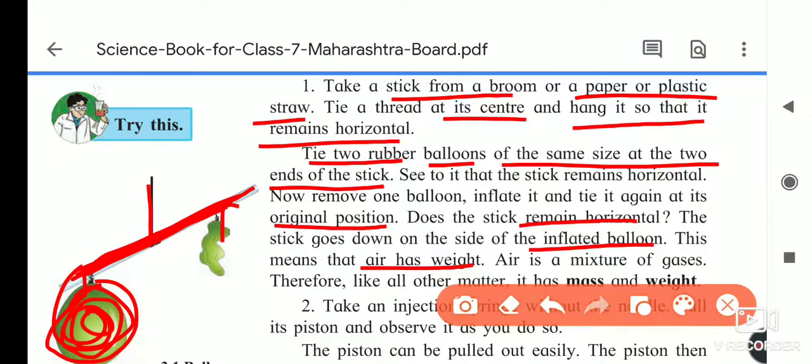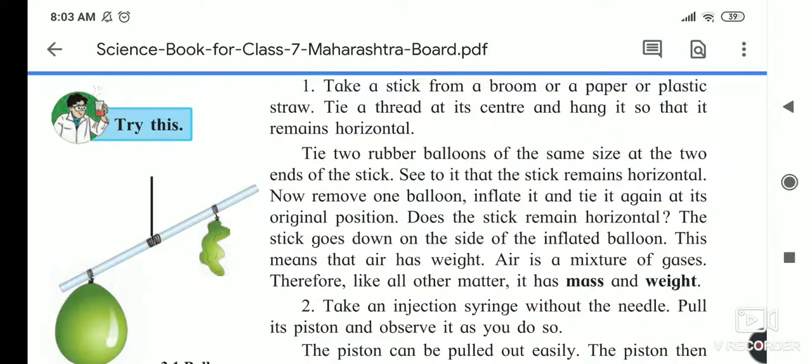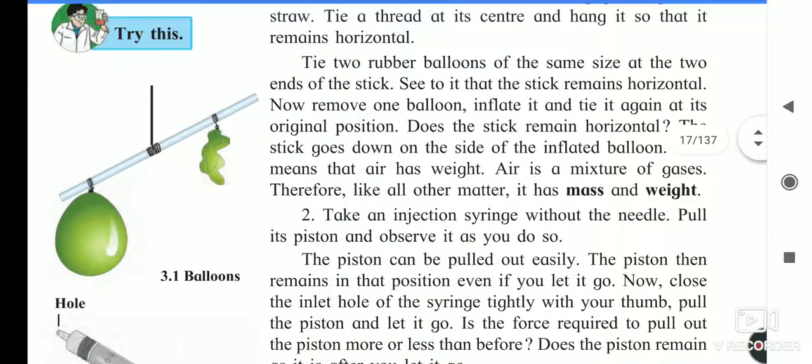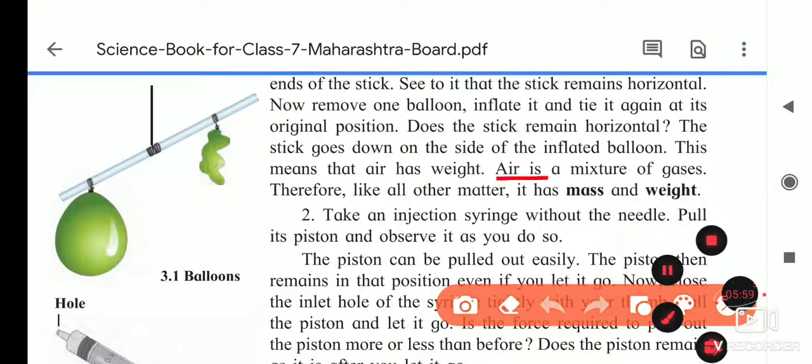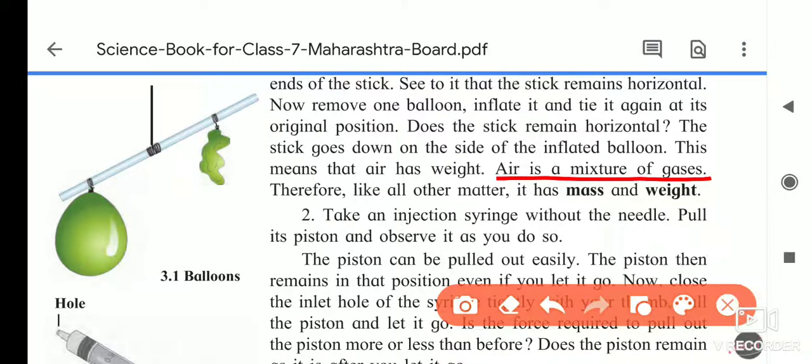Air is a mixture of gases, therefore, like other matter, it has both mass and weight. Air is a mixture of different gases: carbon dioxide, oxygen, nitrogen and other inert gases are present in the air. That's why air, like all other matter, has its own particular mass and weight.